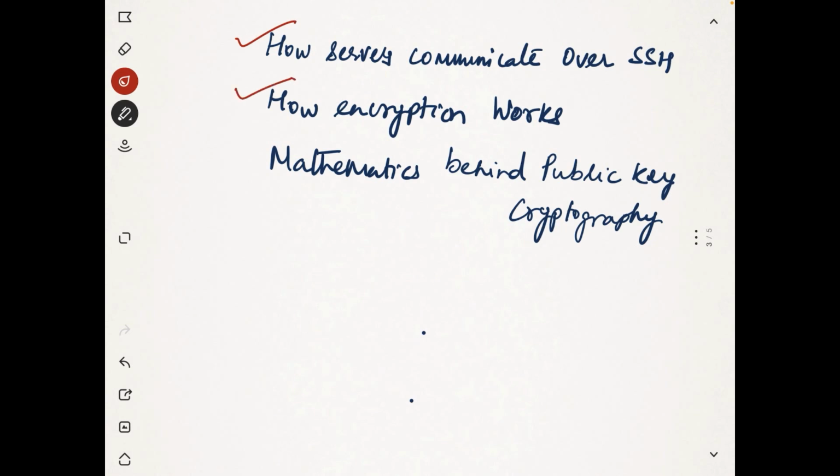So first thing, how servers communicate, then we'll understand how encryption works, and then the mathematics. Well, so let's get started.